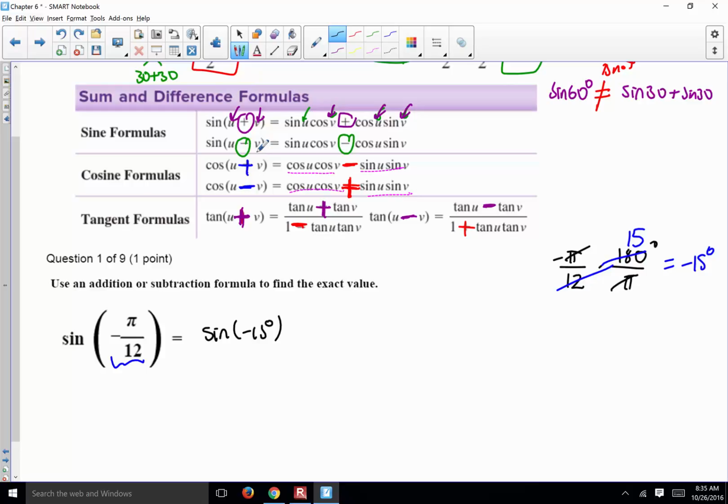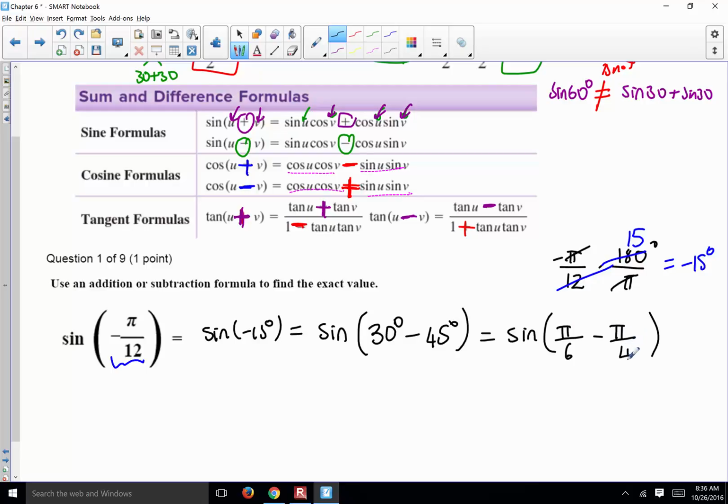Minus 45. Yeah. Sine of minus pi over 12 is 30 degrees minus 45. But come on, they gave us radians. Don't use degrees. I mean, for the workout here we used it, but I need to flip back to radians. What is 30 in radians? Pi over 6. 45 is pi over 4.